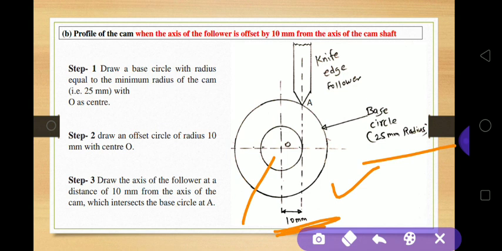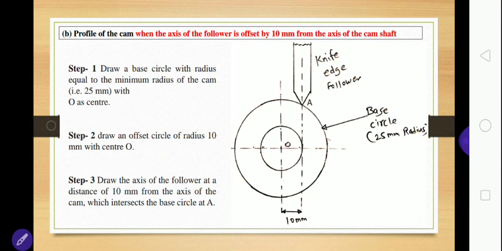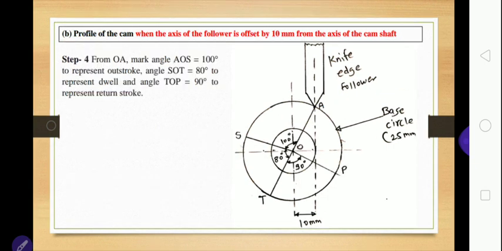To that offset circle, draw one vertical line at 10 mm that is tangent to the offset circle. It must cut the base circle at one point; give that point the name A. This point A will be our trace point, and here the case is satisfied, that is, the follower is offset by 10 mm from the camshaft axis. This is the first step to draw the base circle, then the second step to draw the offset circle, and then to draw the knife edge follower with point A. These are the three steps.